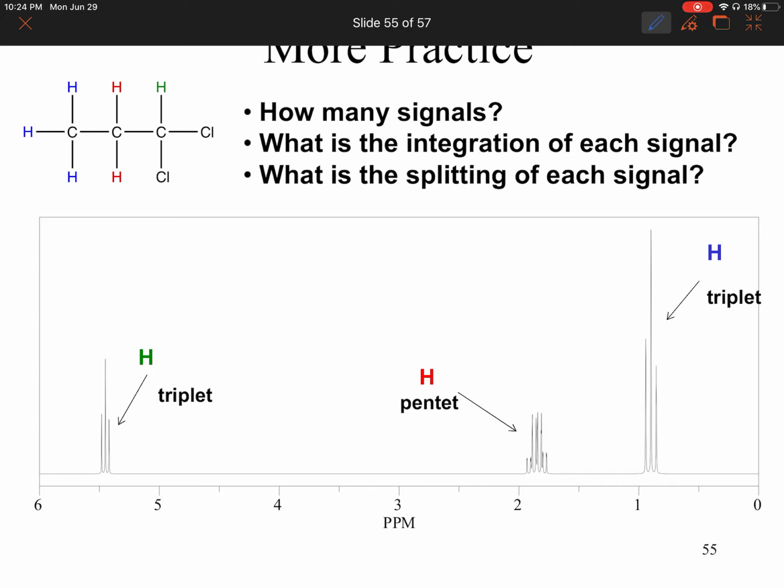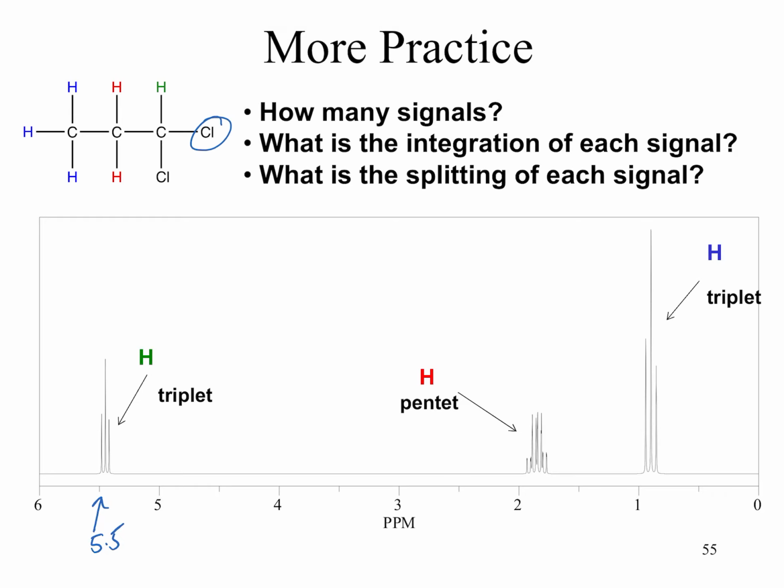Notice that this one, the previous one was around 3.7. This triplet now is much closer to 5.5. Why do you think that's the case? Yeah, in this case, we actually see that we have 2 chlorines, so that's going to have an even stronger de-shielding effect.